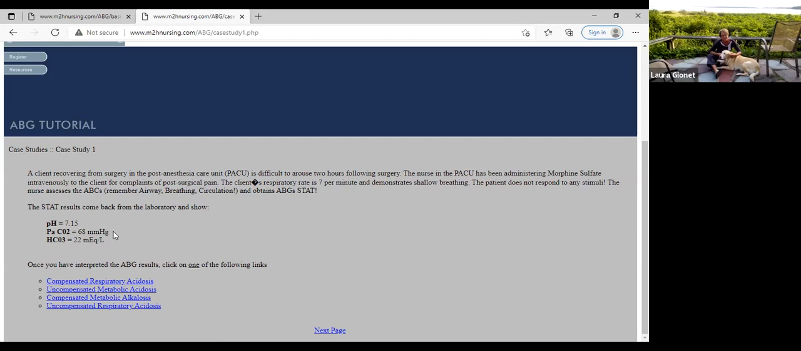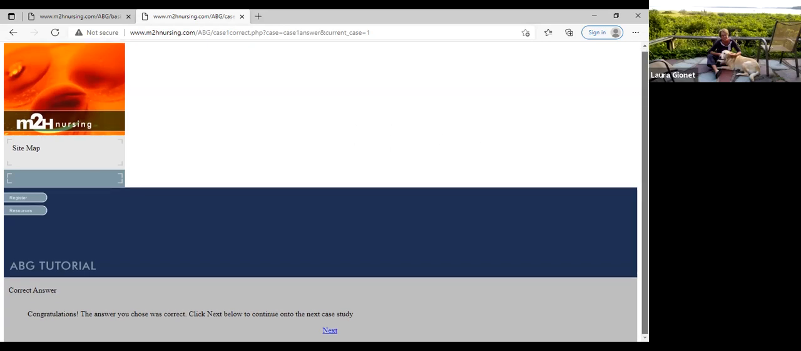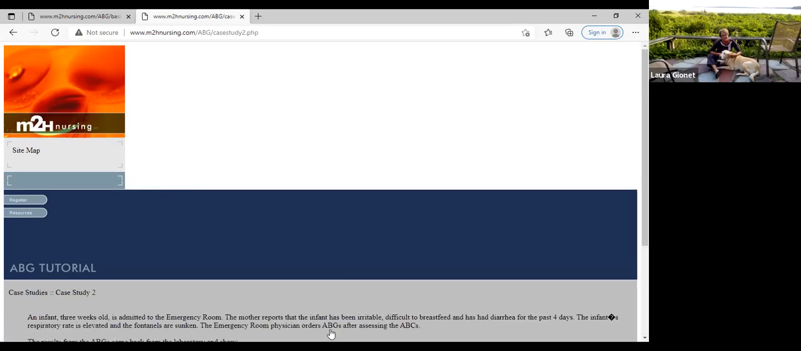Carbon dioxide is the one that's out of range, and we're going to call it a respiratory acidosis. And therefore it's correct. So you can go through the remainder on your own to get an idea of how to use this. Sometimes they ask you to just give a basic answer. Here, we'll go to the next one.